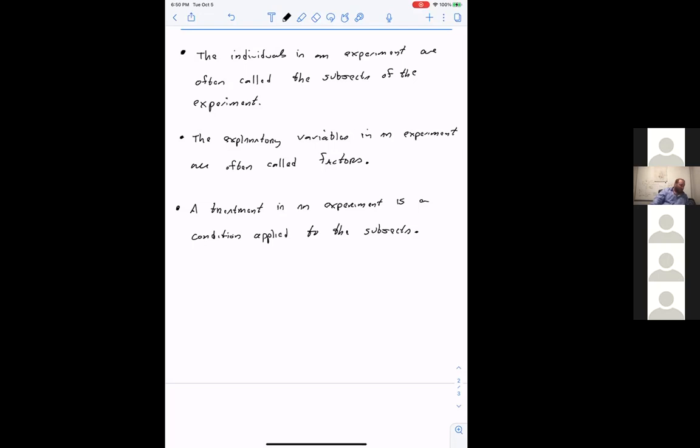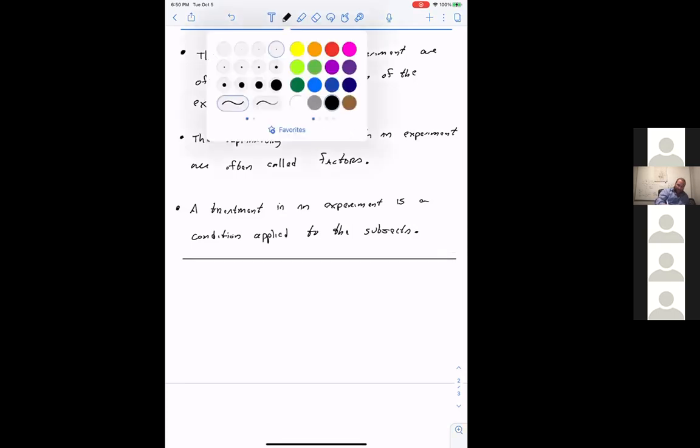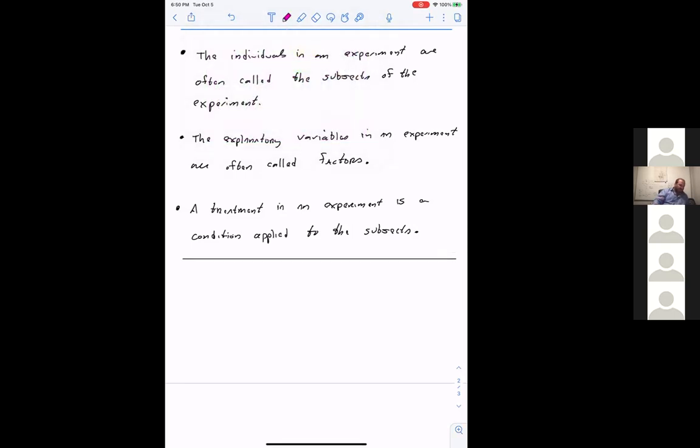All right. Anywho, next section. How to experiment badly. There's actually a section in the book, how to experiment badly.